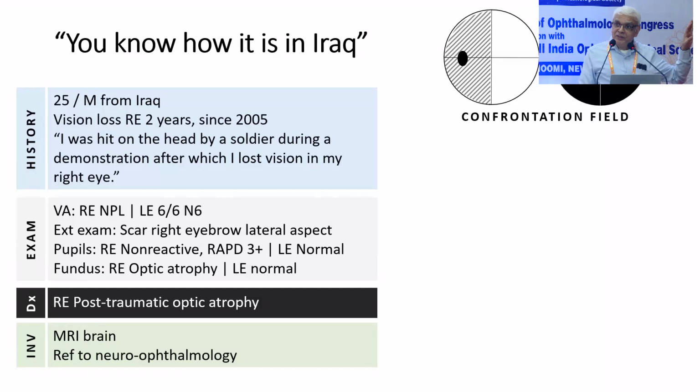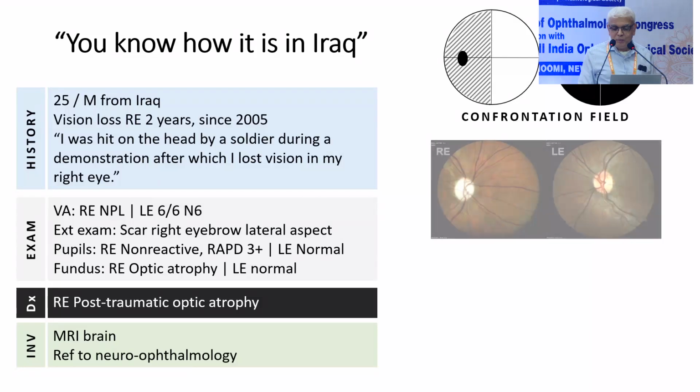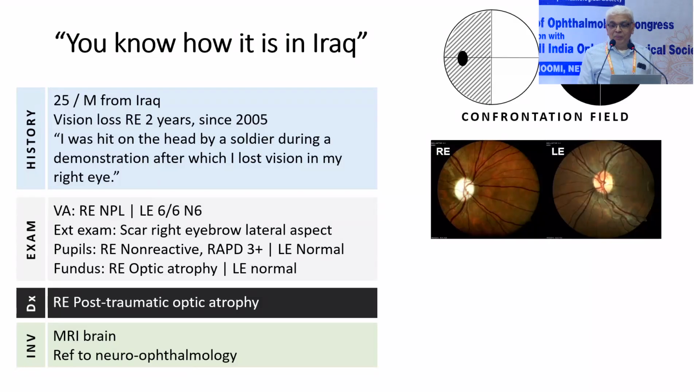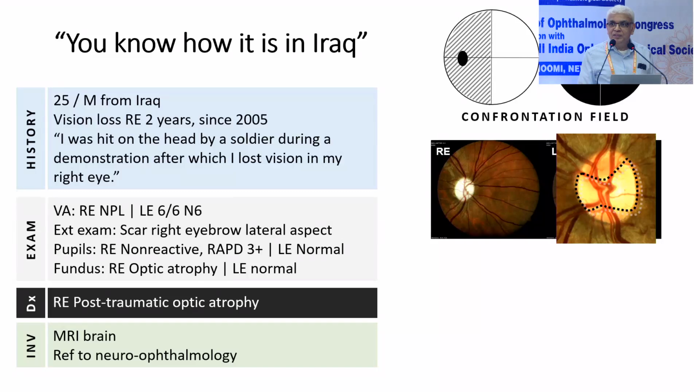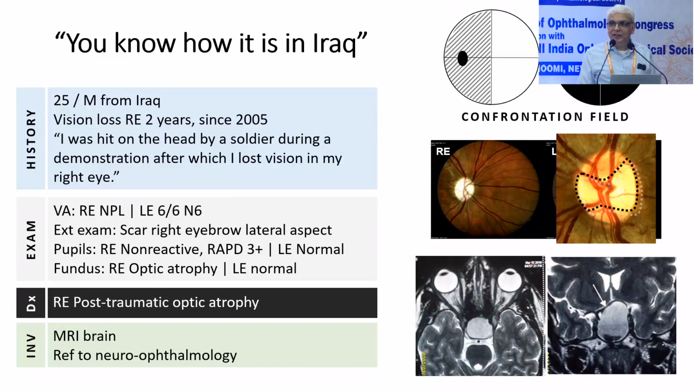The field was not yet done. I did a confrontation field. As you can see, on one side you can't see, and the other side has a temporal hemianopic defect. It was reported that the left optic nerve was normal. Take a closer look and you'll see it's a bow tie optic atrophy, and the MRI predictably showed a large pituitary adenoma with chiasmal compression. So the story turns. There you go.